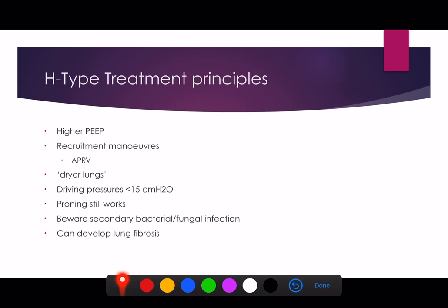Now, there's a lot of research coming out about secondary bacterial infections, but also fungal infections, especially in the Italian literature. So beware that these patients who may start off with the L-phenotype then develop consolidation. Yes, it may be that they've progressed into an H-phenotype. However, the other option is that they've actually got a secondary bacterial or fungal infection.